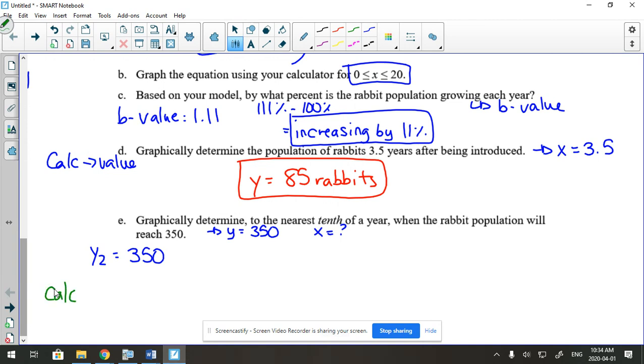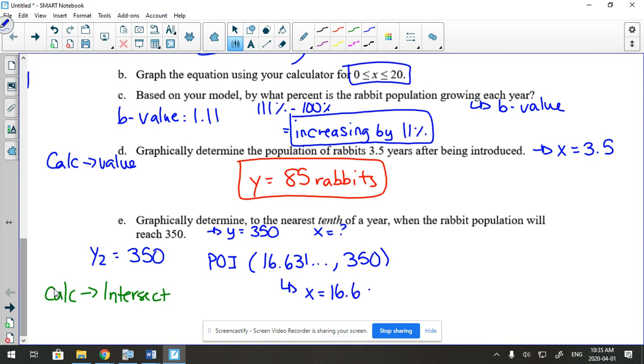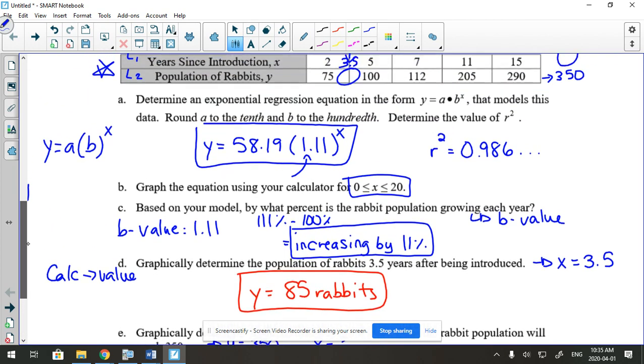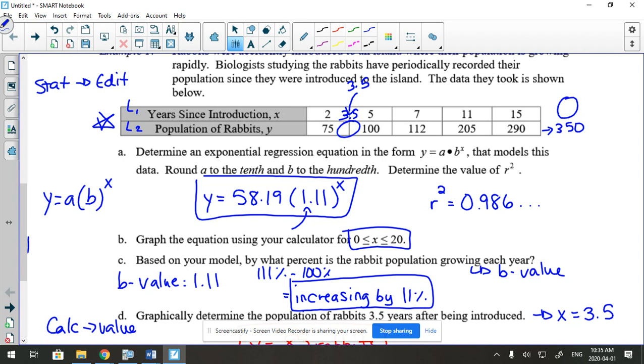Oh, I'm just grabbing the wrong marker all the time. That's all good. Calc intersect, and you're going to find your point of intersection. And whatever your x value is here is your solution. So I can see after 16.6 years, we should have approximately 350 rabbits. And I like to look at the chart again and make sure that's reasonable. Yeah, it follows about the pattern, so it seems reasonable.